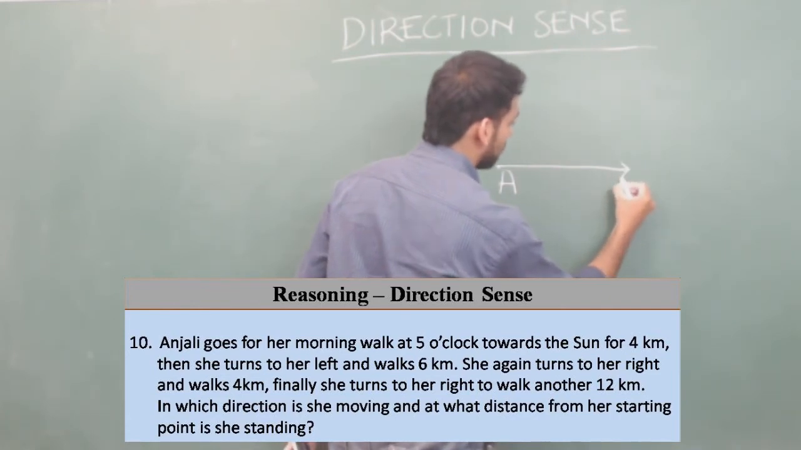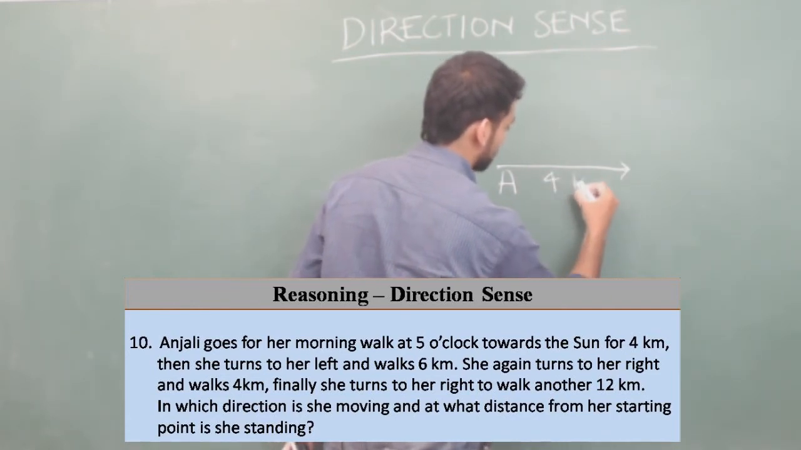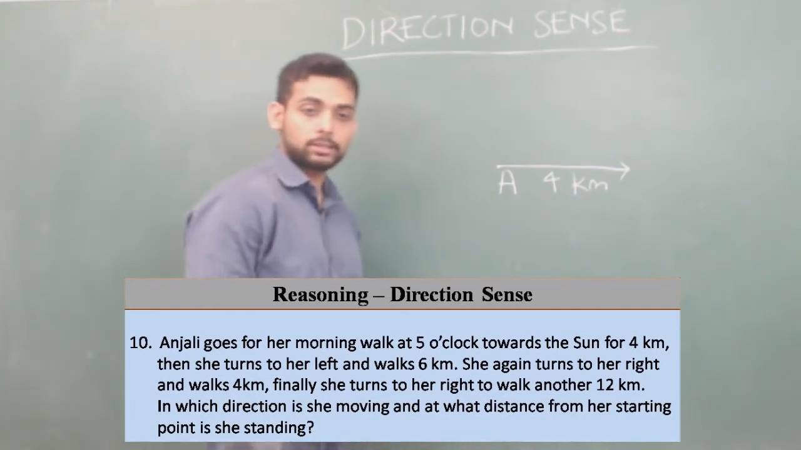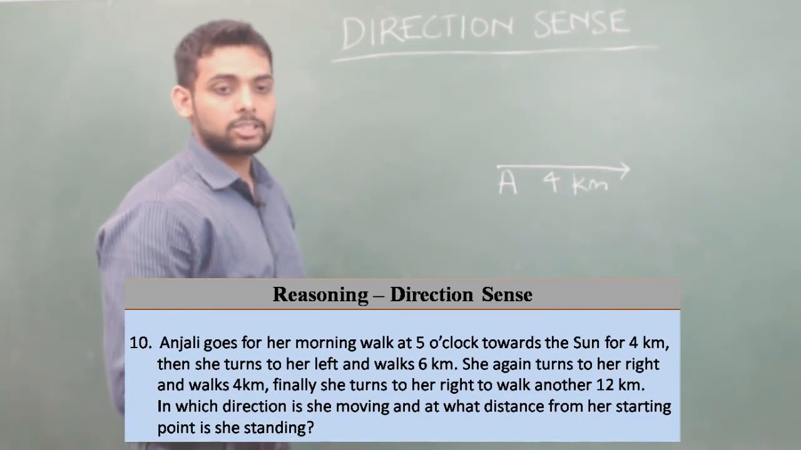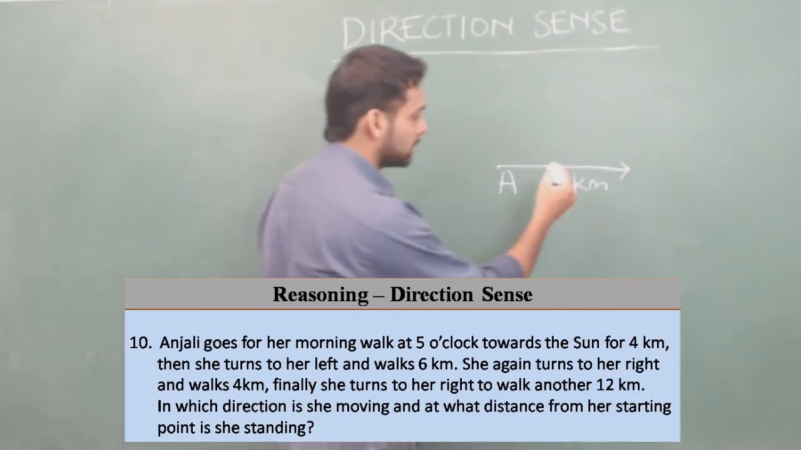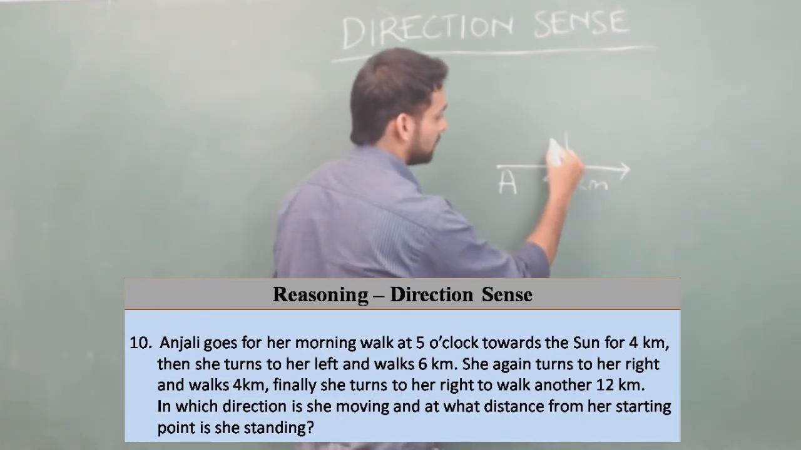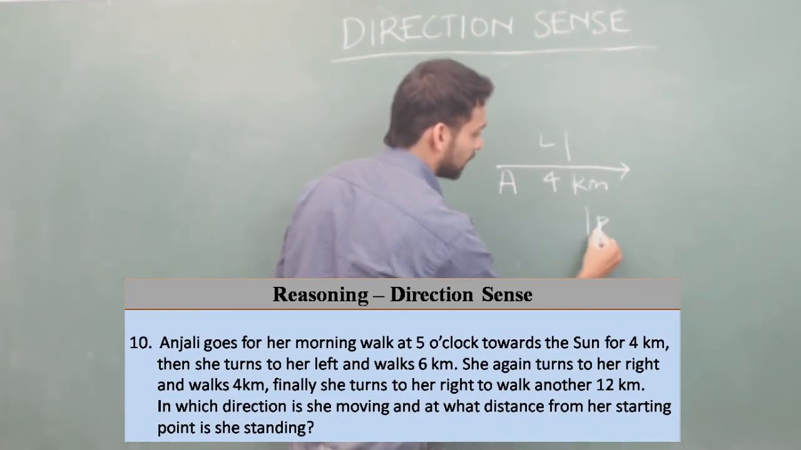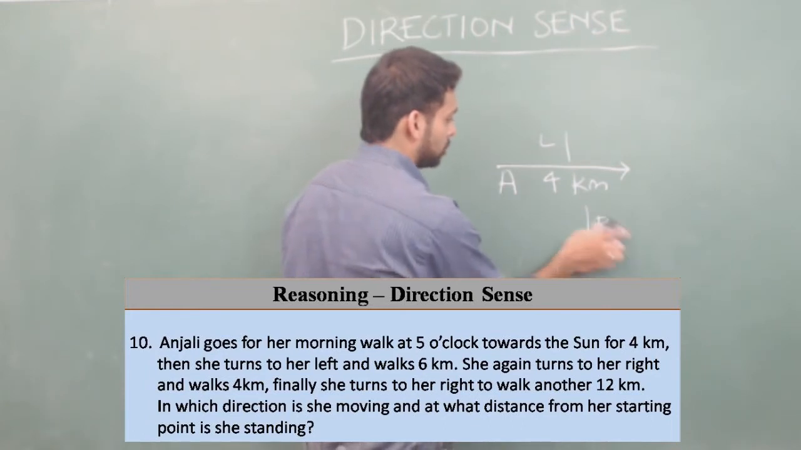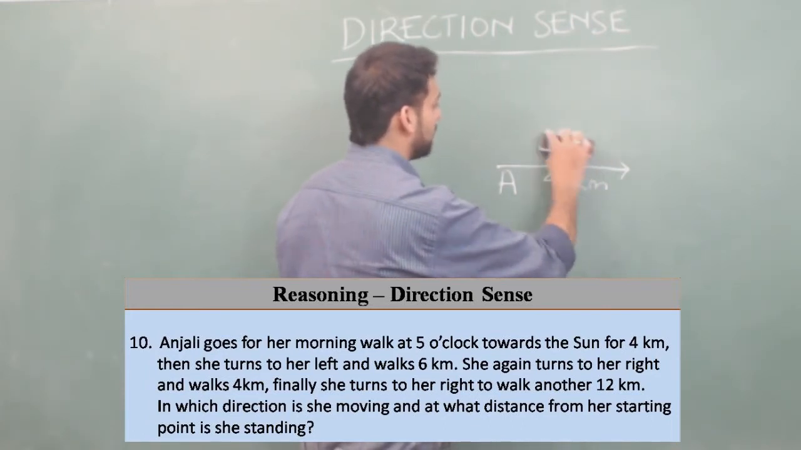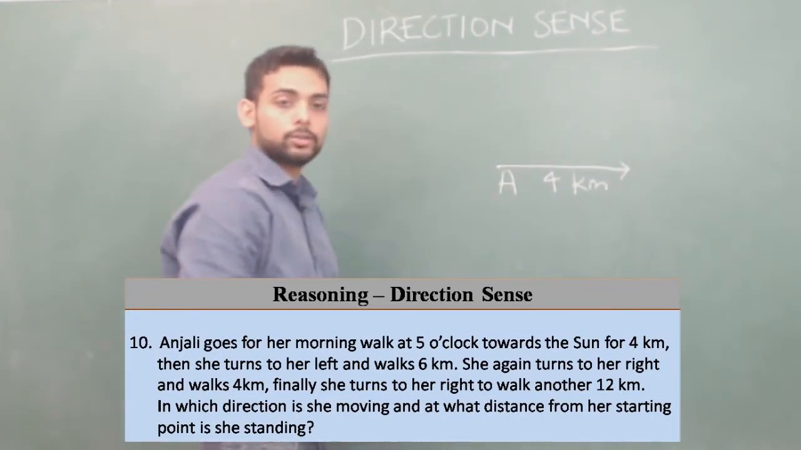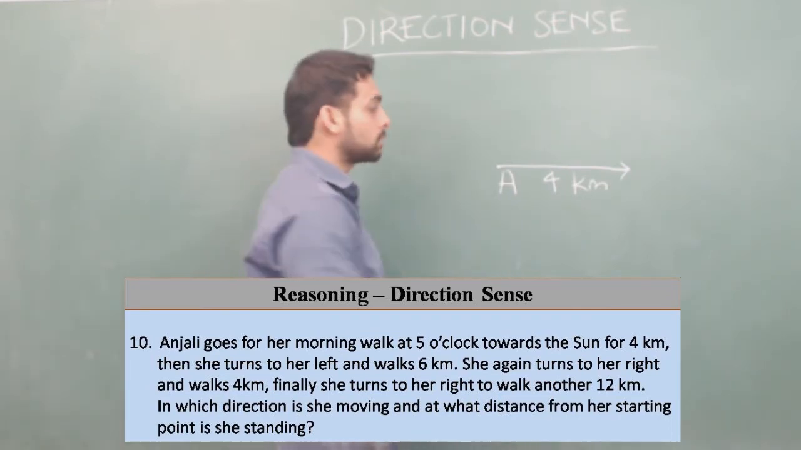So Anjali walks towards the east 4 kilometers. Then she turns to her left and walks 6 kilometers. So when Anjali is walking to the east, this is her left, this is her right. Okay, so she turns left, that means she turns to the north, and she walks 6 kilometers.